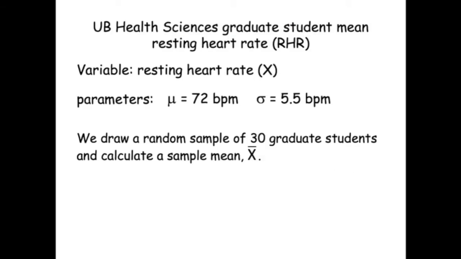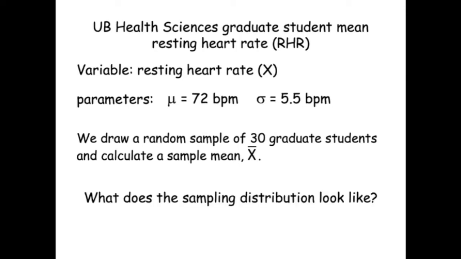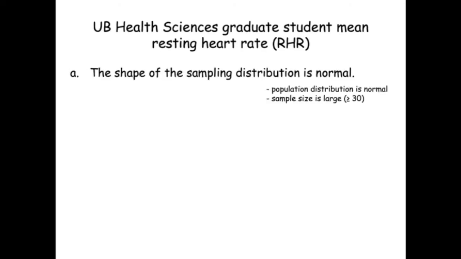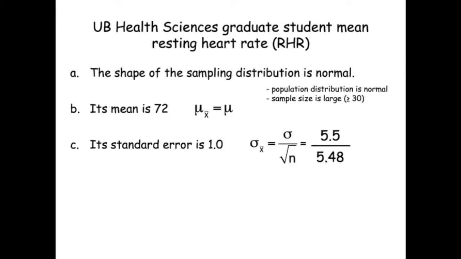Going back to our example, we drew a random sample from the population, measured resting heart rate for each subject, and then calculated a sample mean, which we can now locate on the sampling distribution. Let's take a look at this distribution. We know that it's normal because the population distribution of scores is normal, and because the sample size is large. Its mean is equal to the population mean, and its standard deviation is equal to 1.